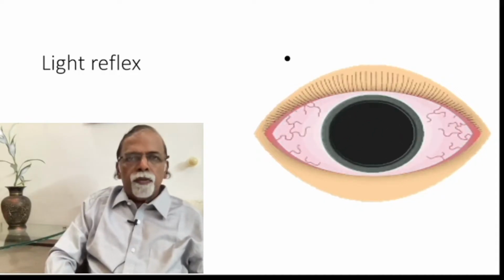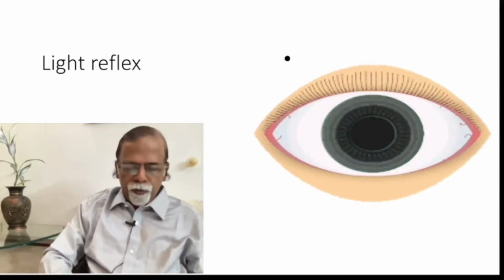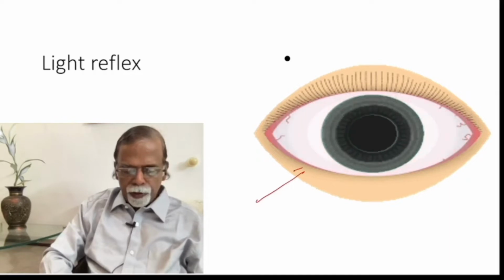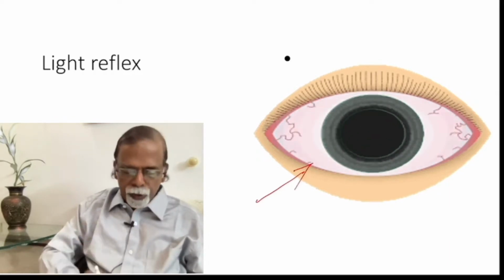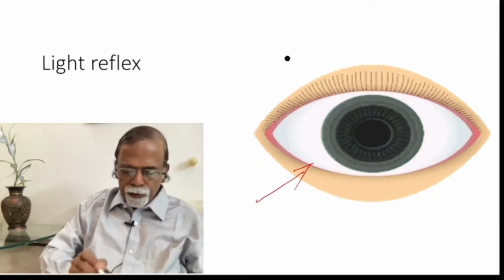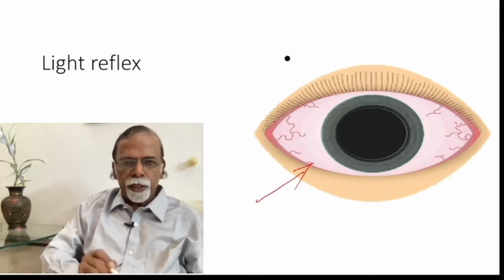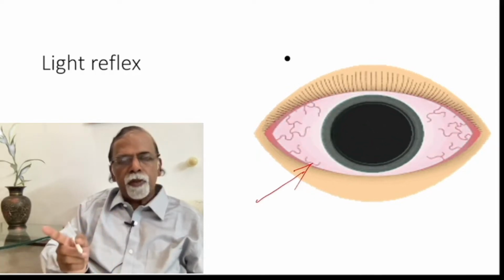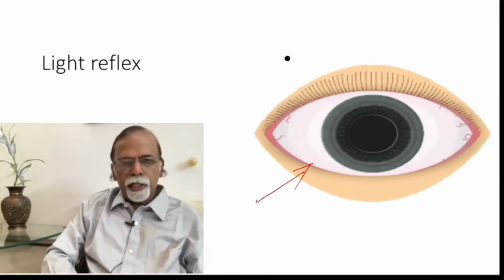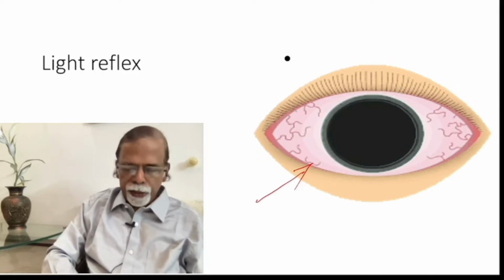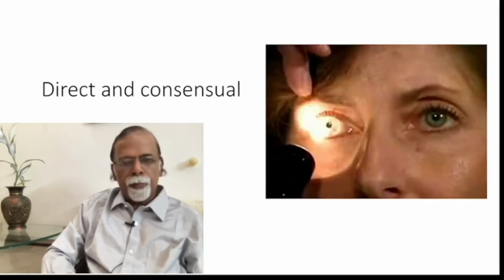Today I am going to discuss with you about pupillary light reflexes. What is this light reflex? When you throw light to one eye, the pupil constricts. The constriction of the pupil on the same side is called direct reflex, and the constriction of the pupil on the other eye is called indirect or consensual reflex. So, light reflex has two components, the direct and the indirect.